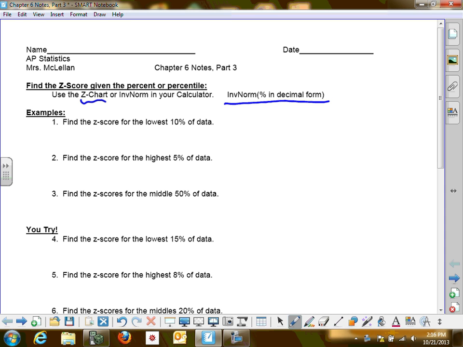When you use inverse norm, you have to reference the area below the z-score, and it has to be a percent in decimal form. So, let's look at the first problem. Find the z-score for the lowest 10% of data. If I'm taking a look at the picture of this, and I've got this lowest 10% of data, the question is, what is this z-score? What is this cutoff value right here?